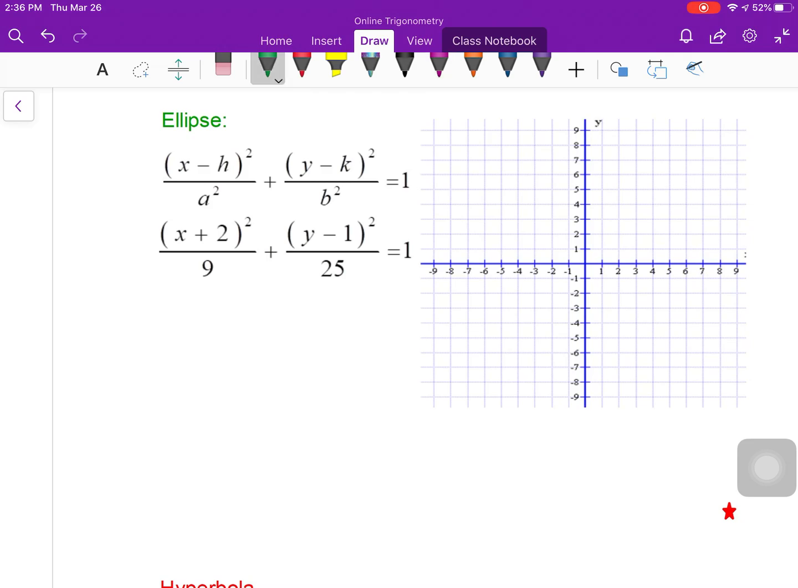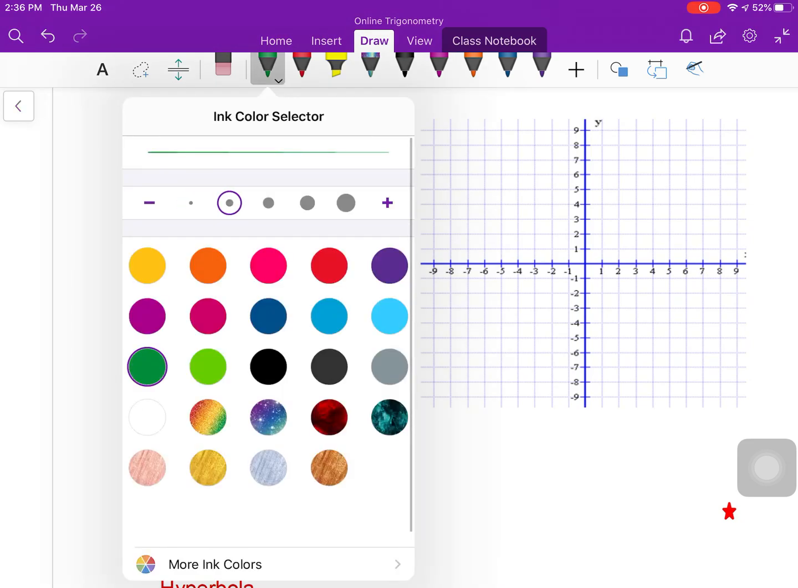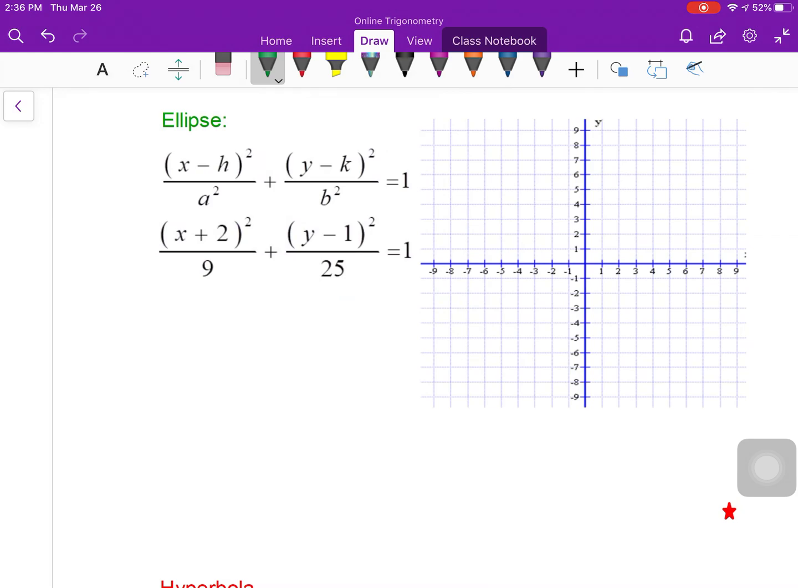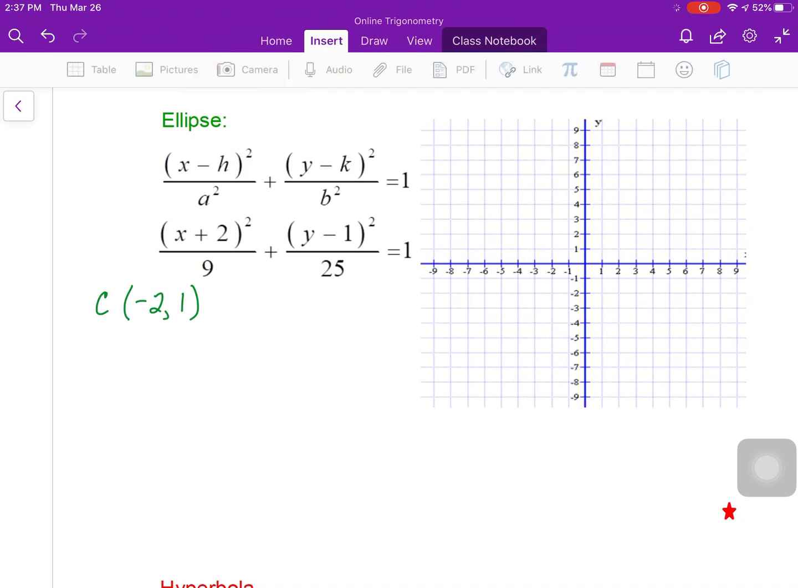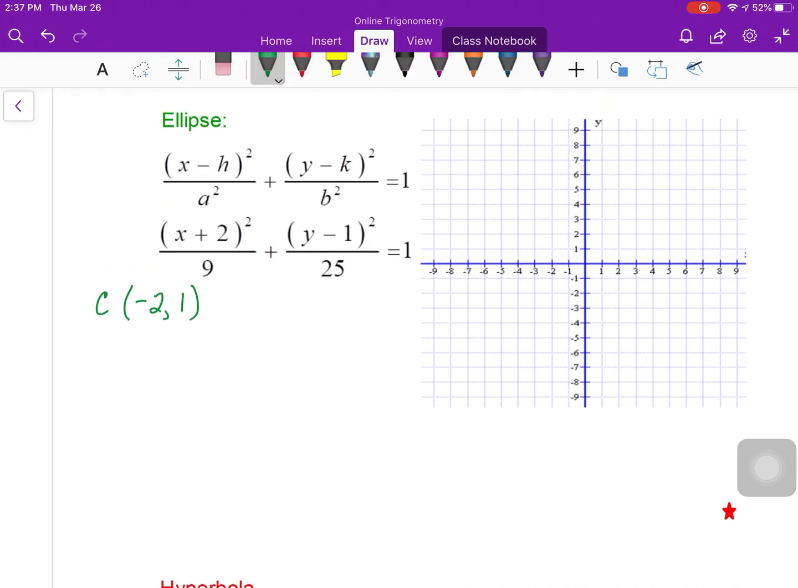So this was the standard form for an ellipse. And in an ellipse, we still have a center. So the center is still at (h, k). So in this case, (-2, 1). But once we go to that point, (-2, 1) right here, then we take the square root of what's beneath the x. So that means we're going to move out 3 in the x direction. So 3 to the right, 3 to the left.